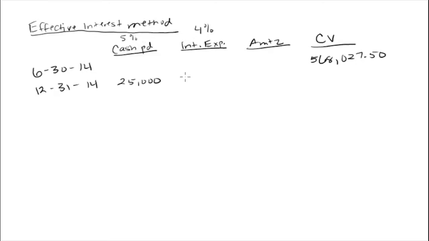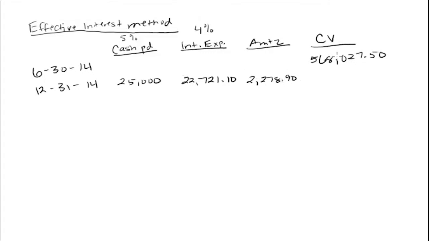So this one is going to be, again, you take the previous carrying value and multiply it by your effective interest rate, and it was 8%, but we're doing this semi-annually, so you have to do that in half. So this is going to give me 22,721.10. Amortization is the difference between these two, so you just take the difference. So we're going to amortize off $2,278.90 worth of the premium.